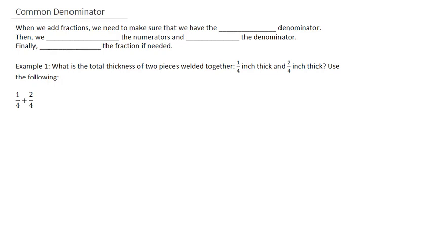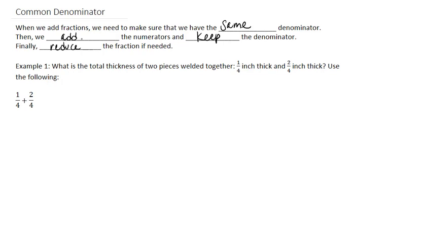Common denominator. So when we add fractions, we need to make sure that we have the same denominator. Then we can add the numerators together, and then we keep the same denominator. And then finally, we might have to reduce the fraction if needed. So let's look at example 1.